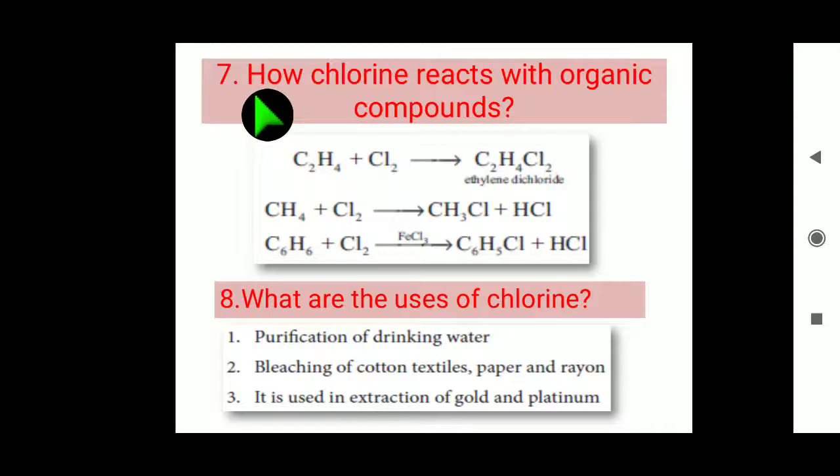Question number 7. How does chlorine react with organic compounds? Here C2H4, ethene reacts with the chlorine. It is generally an alkene. Alkene treated with the chlorine gives ethylene dichloride.